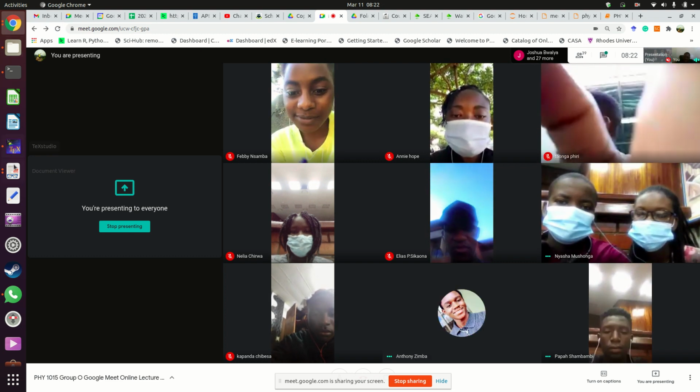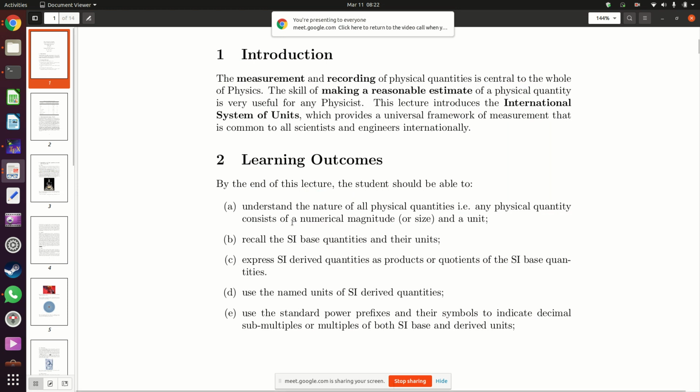Going forward, when you're talking about physical quantities, any physical quantity has a size and it has a unit.